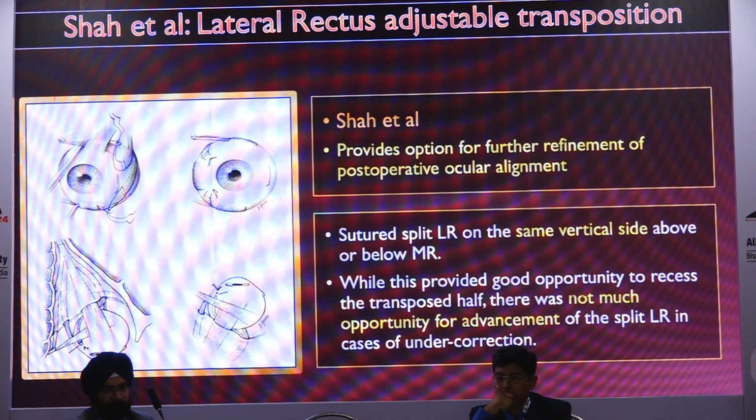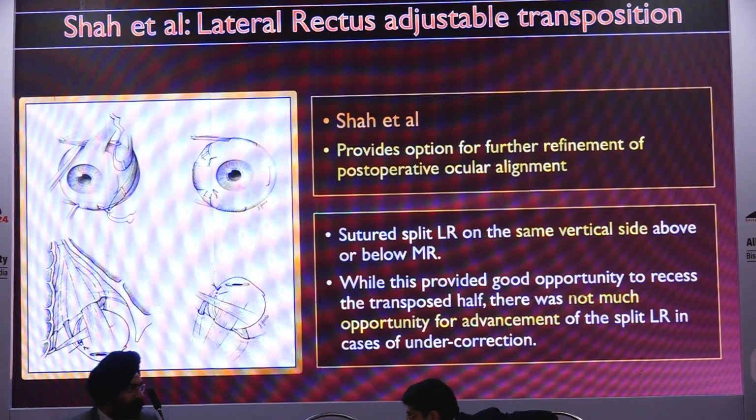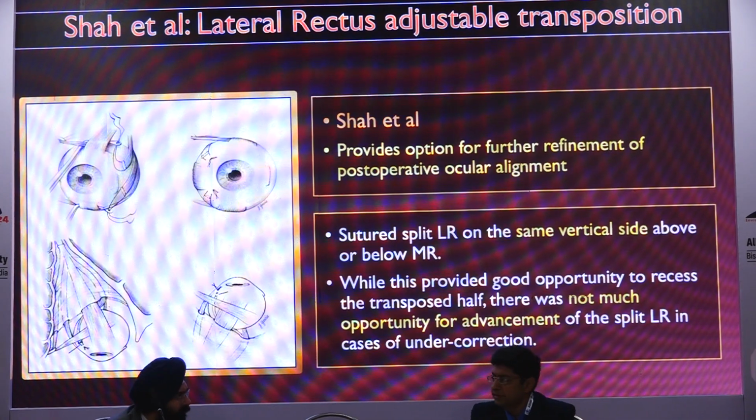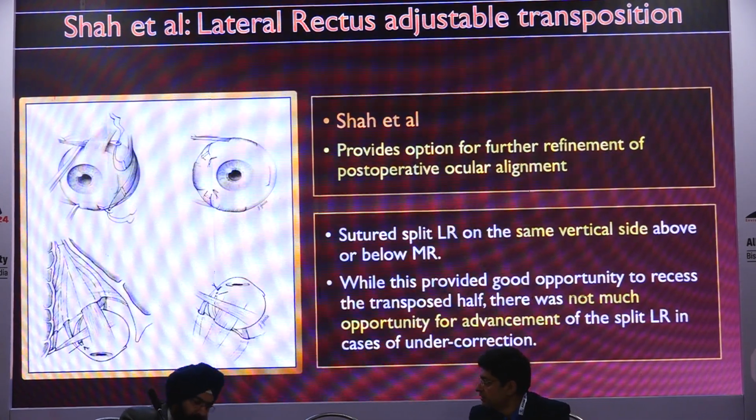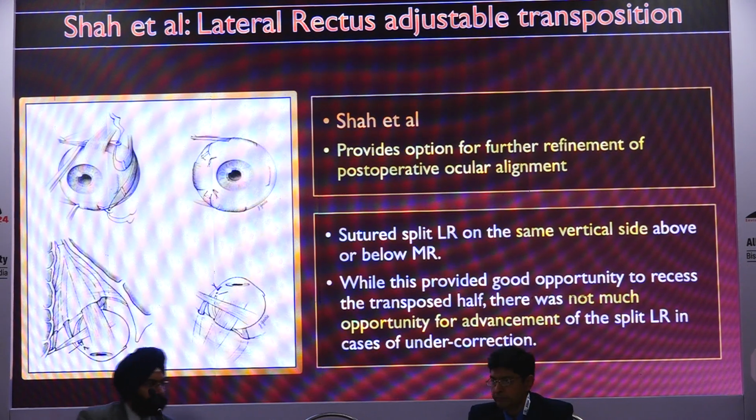So all these procedures were fixed procedures, and to make them adjustable, Shah et al. inserted the slips of the lateral rectus on adjustable sutures, and this provided the option of adjustability in the post-op period. They inserted the slips of the muscle on the same vertical side of the medial rectus, and it made the procedure adjustable, but in cases of undercorrection, there was not much opportunity for advancement of the muscle.